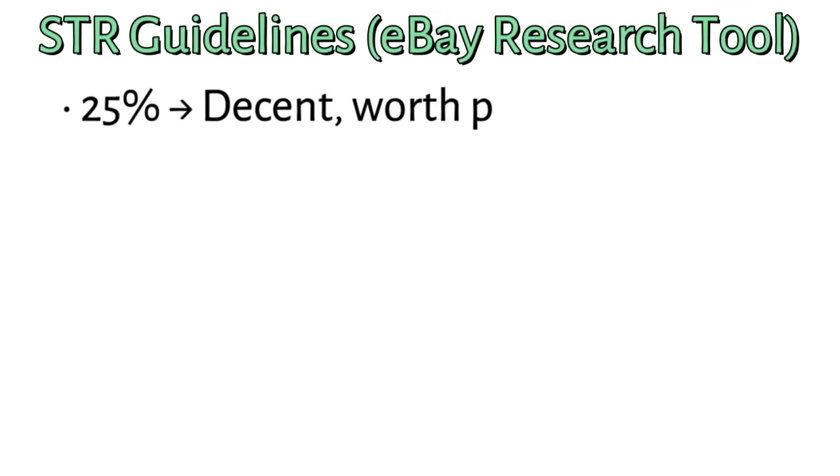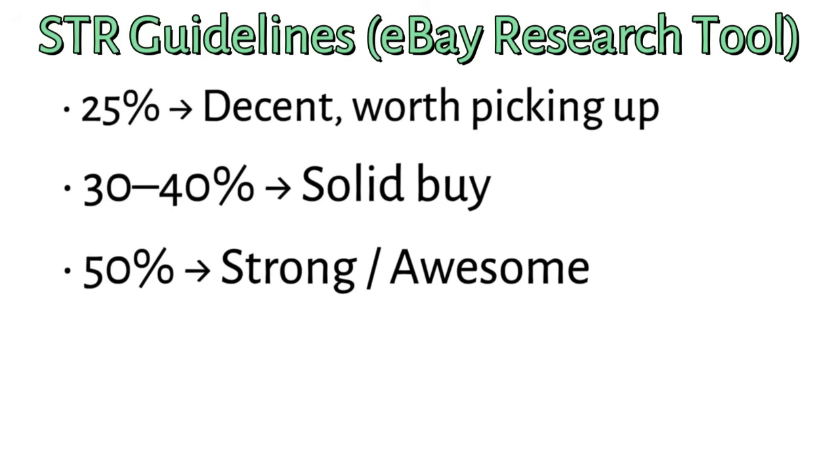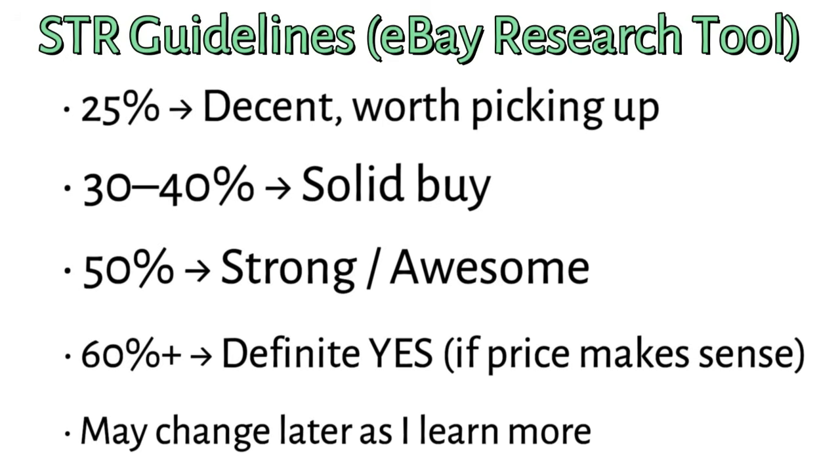But for me right now, my guide is about a 25% sell-through rate is good enough to pick up. 30 to 40% sell-through rate on the app is a solid pickup. 50% is awesome. And 60% plus sell-through rate on the app is a definite yes. If the selling price also makes sense, I do pick those up. That's my logic right now. It may change as I get better with comping, but that seems to be working out okay for me.